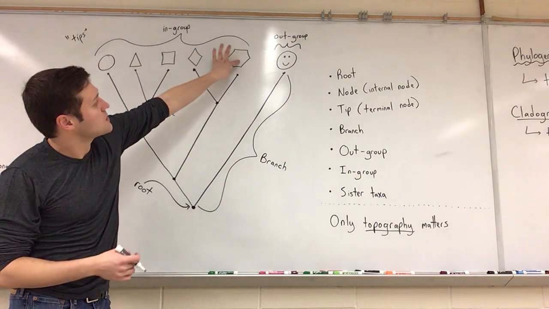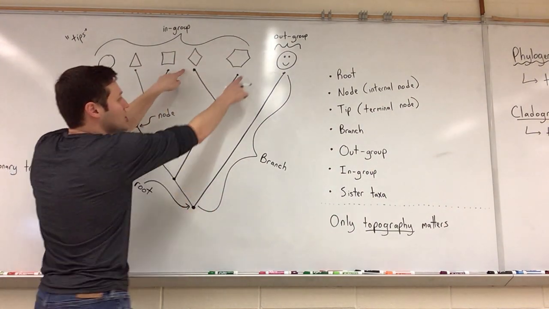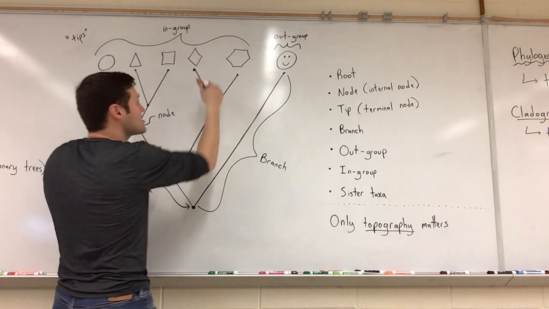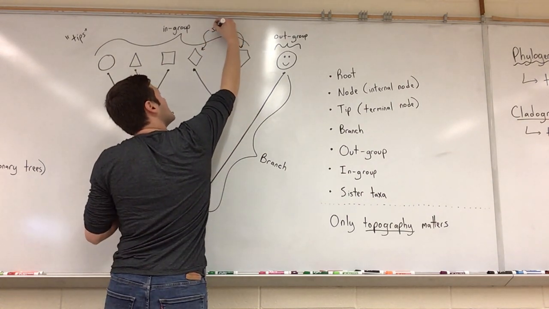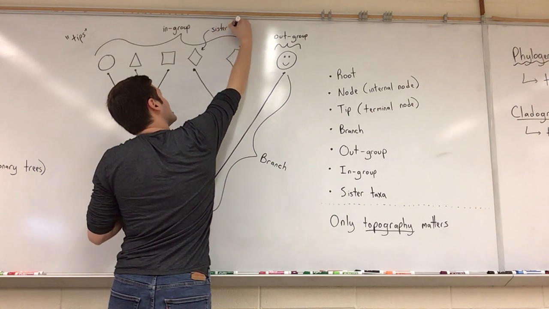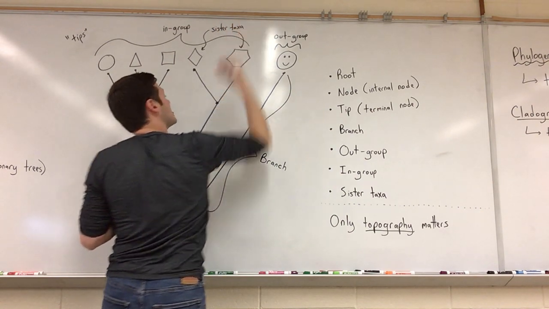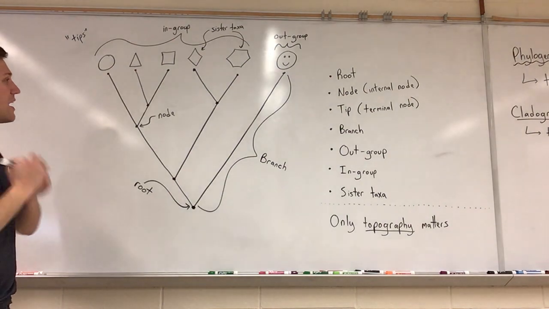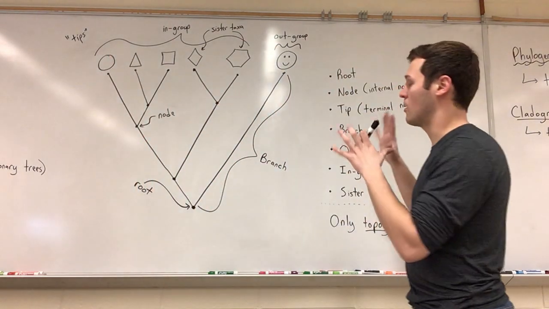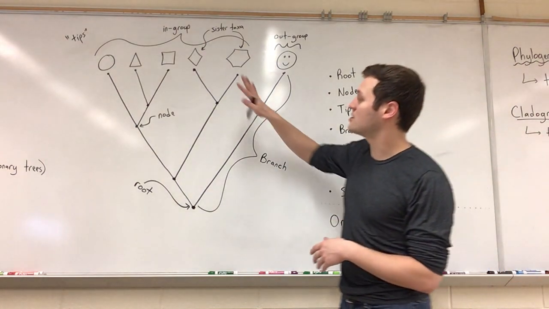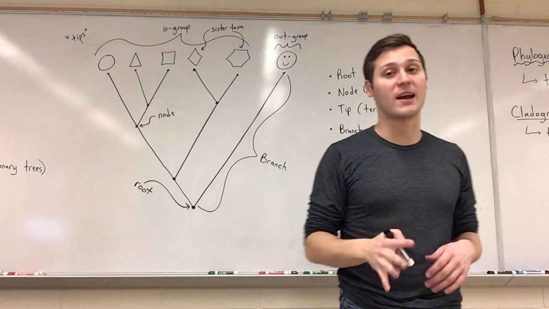If you have two species like this that share a fairly recent common ancestor, we would consider those to be sister taxa. Sister taxa. And that's about it for the initial terms that we need to know for phylogenetic trees or cladograms.